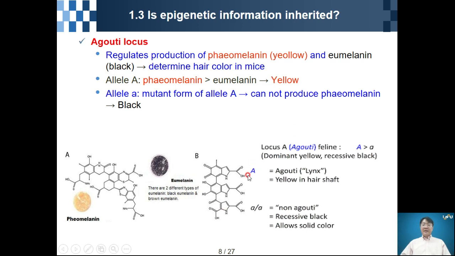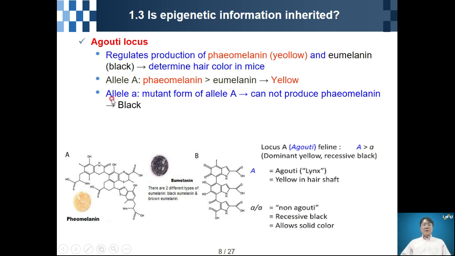So large A, the mice which have large A, their hair color will be yellow, and large A, small a is also yellow, because large A is dominant over small a.